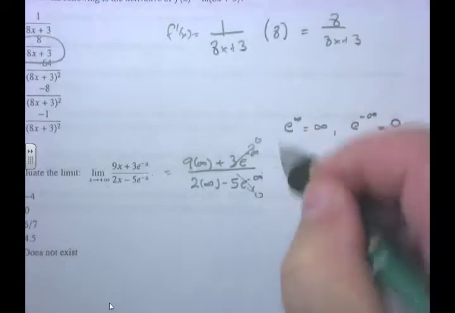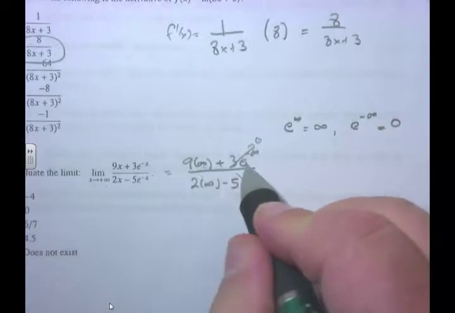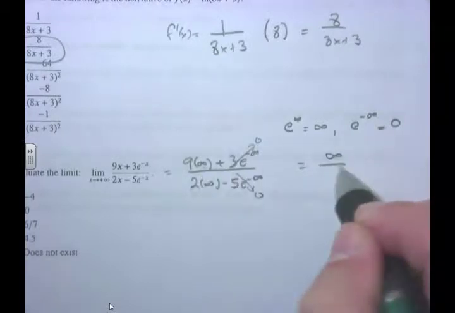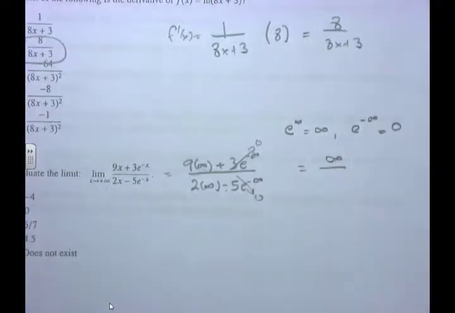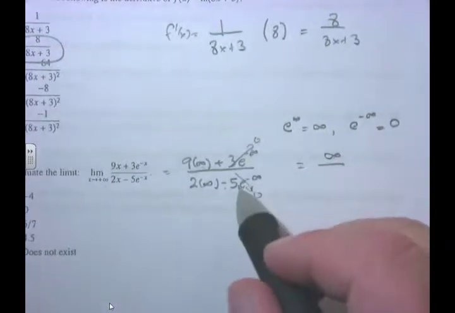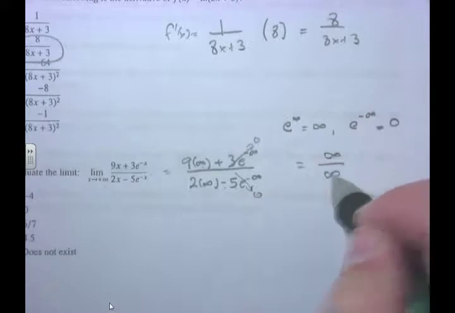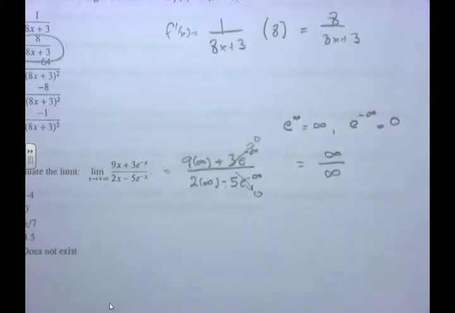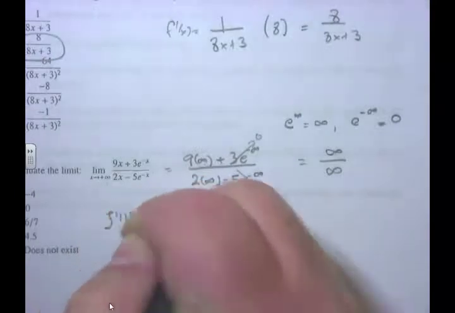Again, I'm being elaborate here, but 9 times infinity is pretty much infinity, plus 0 is infinity. Over 2 times infinity, which is infinity, minus 5 times 0, which is 0, so it's infinity over infinity. You with me? So, infinity over infinity, what am I going to do? You got it. This is a L'Hopital problem.